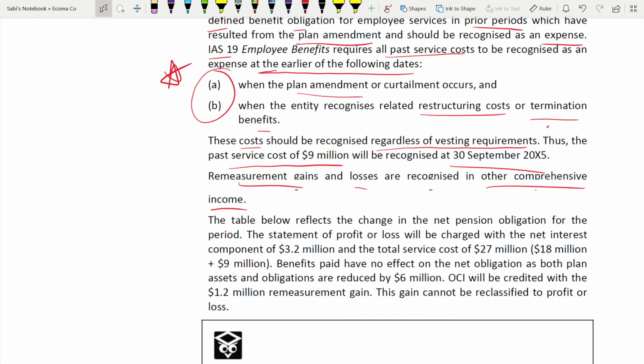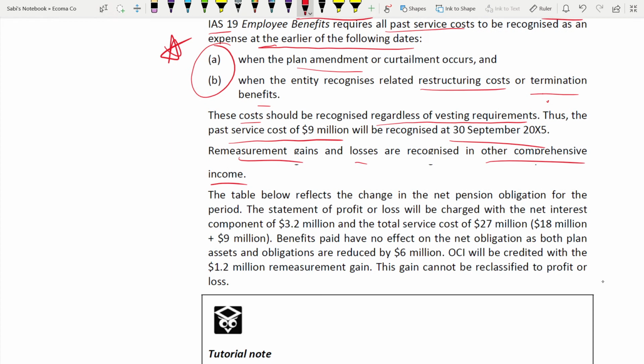Okay. Now, the table below reflects the changes in the net pension obligation for the period. Finally, you are telling what goes in this statement and what goes in that statement. Profit and loss: net interest will go there. What is it? 3.2. You can check the calculation below. 3.2 is the net interest. This will go to profit and loss. Total service cost is 27 million: 18 for the current, 9 for the past. Together, service 27. These three items will go to the statement of profit and loss.